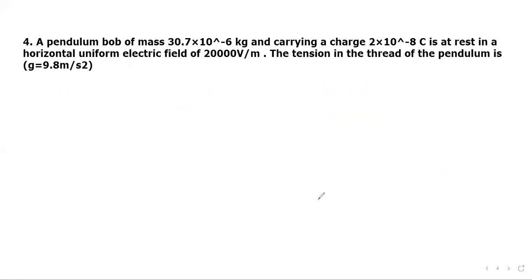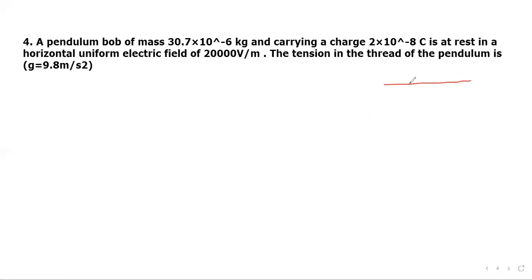Now let's consider the next question. A pendulum bob of mass 30.7 into 10 power minus 6 kg and carrying a charge 2 into 10 power minus 8 coulomb is at rest in a horizontal uniform electric field of 20,000 volt per meter. The tension in the thread of the pendulum is?